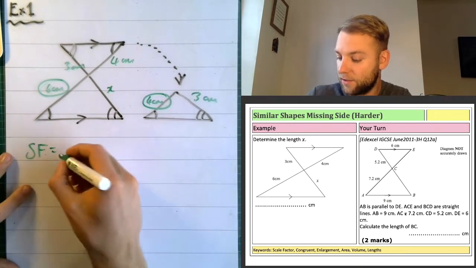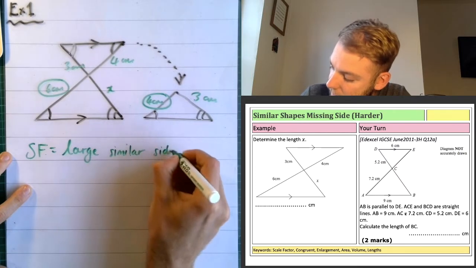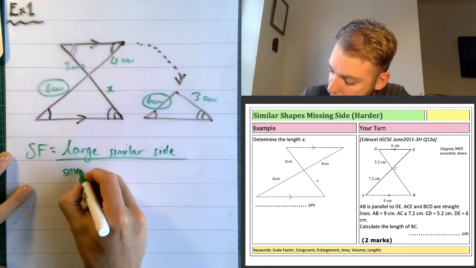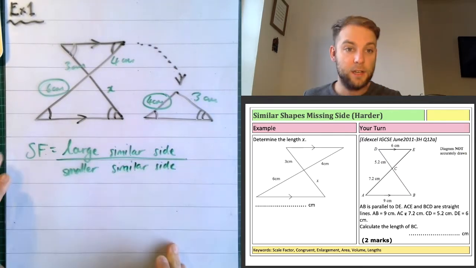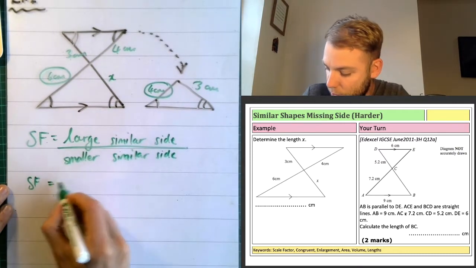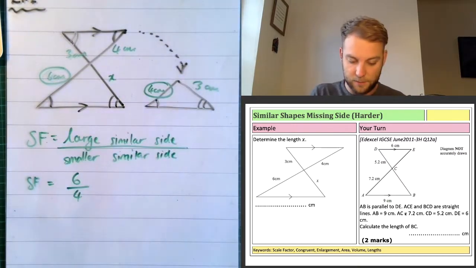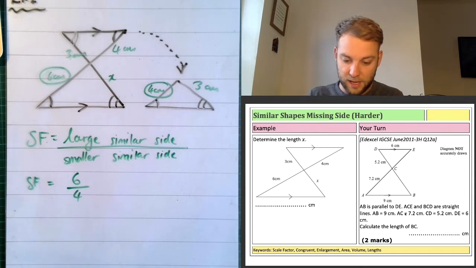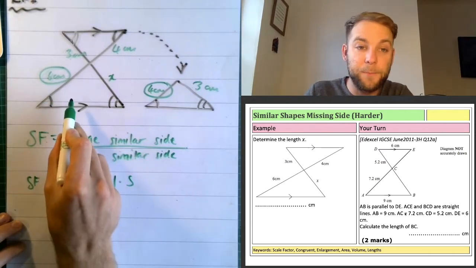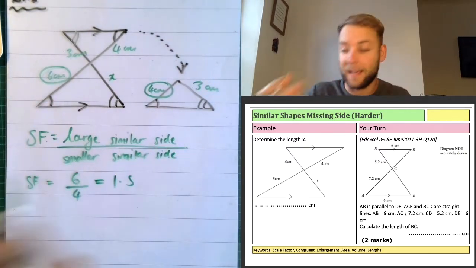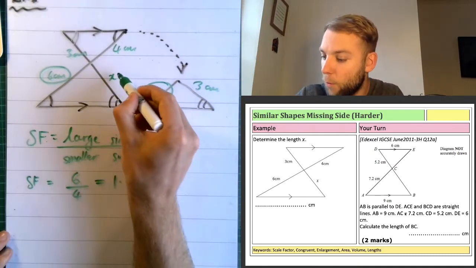And so to find out my scale factor, it's my larger similar side divided by my smaller similar side. Brilliant. So in this case, that's equal to 6 divided by 4. I can do this on my calculator. 6 divided by 4 is equal to 3 over 2, or 1.5. So I know that this one here is 1.5 times bigger than this shape here. Brilliant.